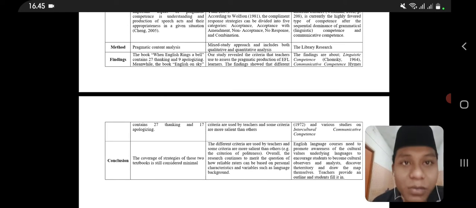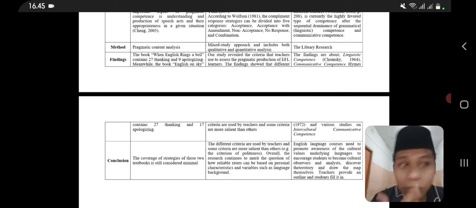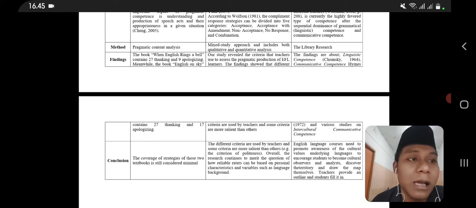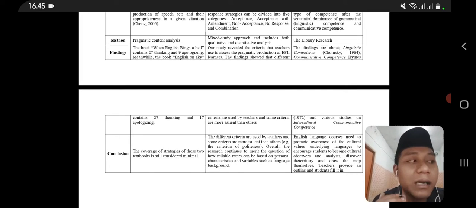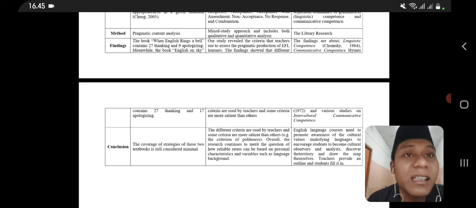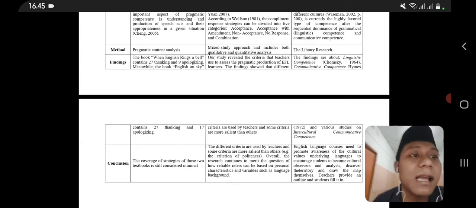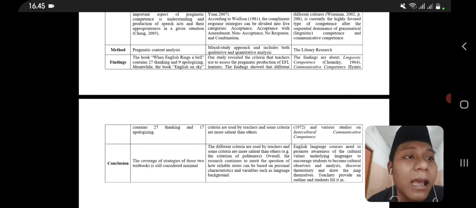The method of the first journal is pragmatic content analysis. So this journal especially will focus on how to analyze the content, in which there are two books that are going to be analyzed: When English Rings a Bell and English on Skies. And this journal will only focus on two pragmatic contents, that is thanking and apologizing.